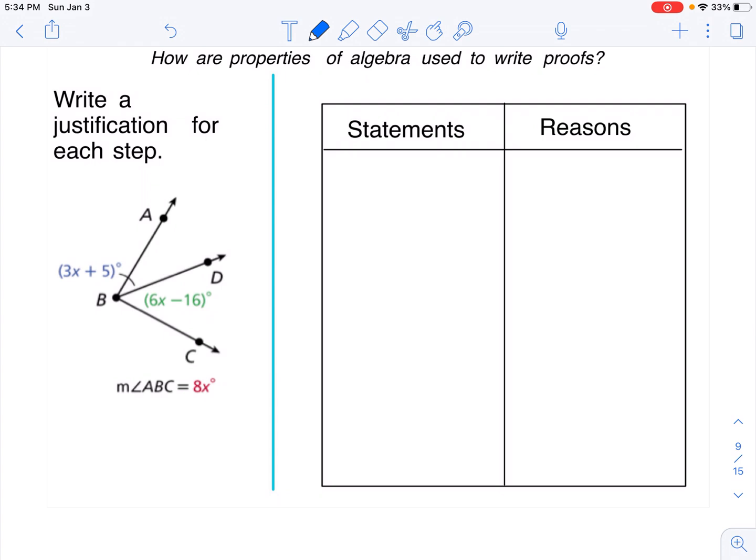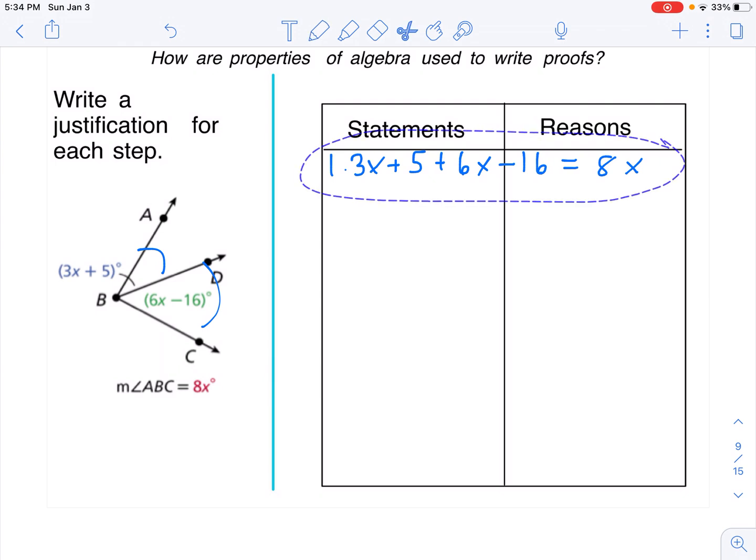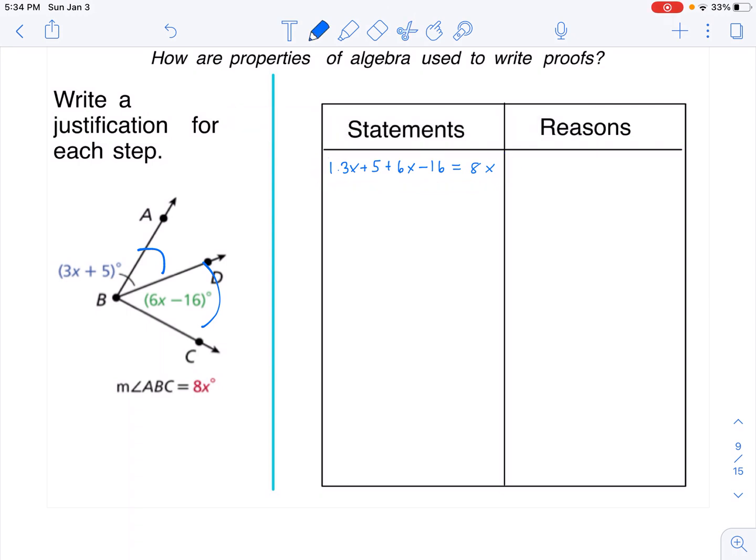All right, pause the video, try this one on your own. My first step is to do part plus part equals a whole. 1 part, 2 parts equals the whole. The reason why, similar to the last example, except this is not a segment. This is called the angle addition postulate.